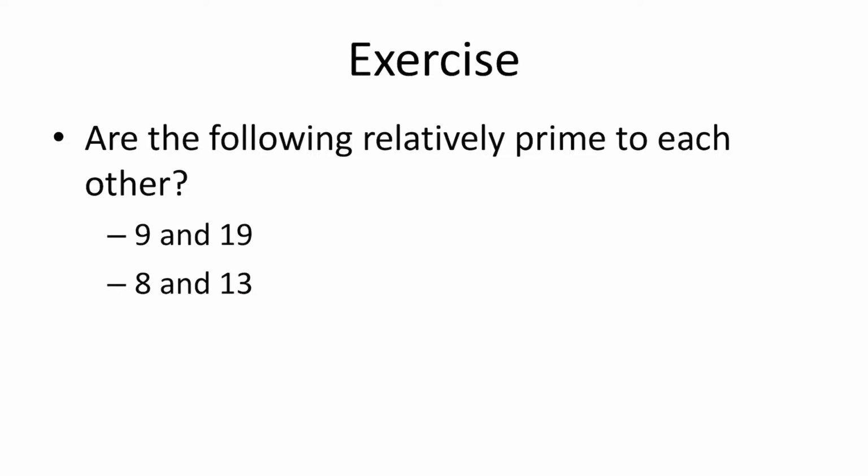So pause here and find out if the following integers are relatively prime to each other. The answer is yes for both of them. For the first one, the factors of 9 are 1, 3, and 9, and the factors of 19 are 1 and 19. So their greatest common factor is 1. For the second one, the factors of 8 are 1, 2, 4, and 8, and the factors of 13 are just 1 and 13. So again, the greatest common divisor is just 1.